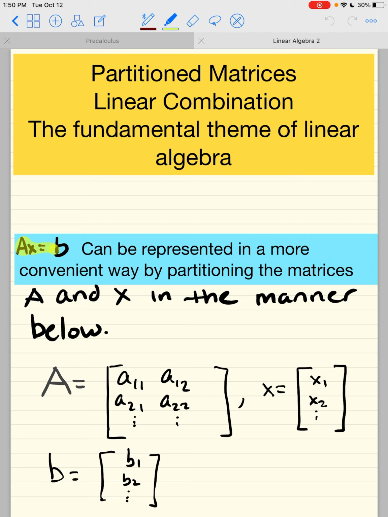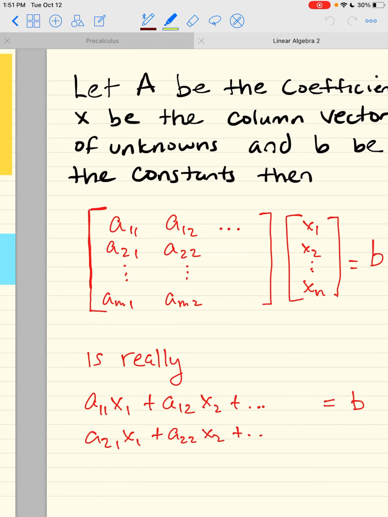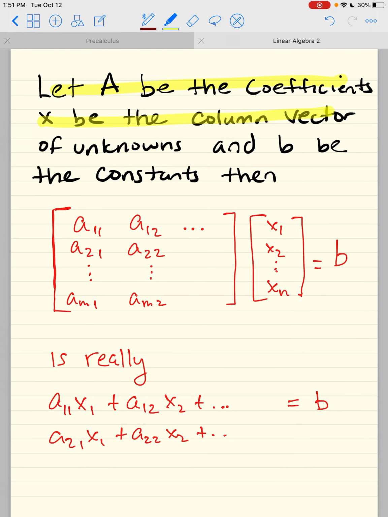Ax equals b can be represented in a more convenient way by partitioning the matrices A and x in the manner below. So A is the list of coefficients, x is our variables, and b is our constants or our solutions. So let A be the coefficients, x be the column vector of unknowns, and b be the constants. Then we have our coefficients A, our column vector x, is equal to b. And I should probably bold this to show you that it's a column vector.